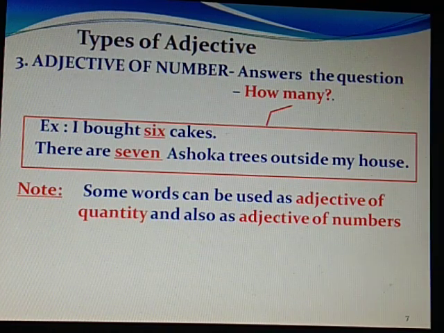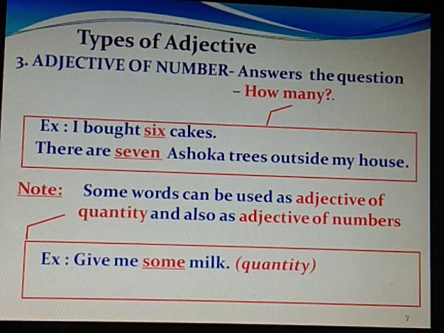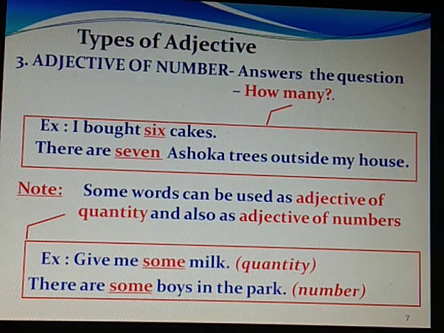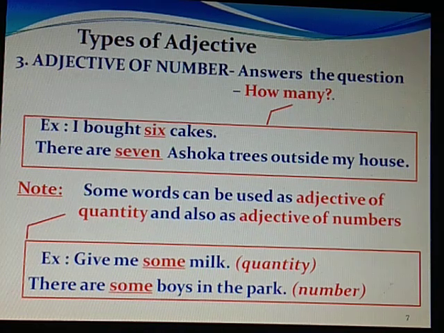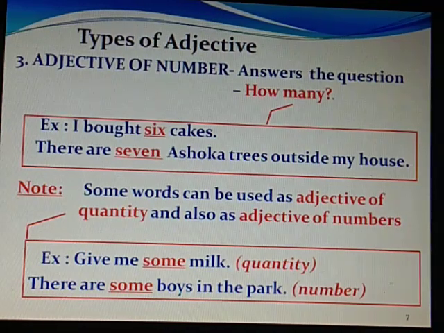Some words can be used as adjective of quantity also, and also as adjective of number. Like give me some milk, here we can find with uncountable noun milk we are using some. There are some boys in the park, again boys are countable nouns, so we are again using some for that also. So this word some can be used with both countable and uncountable, or we can say with quantity and number.